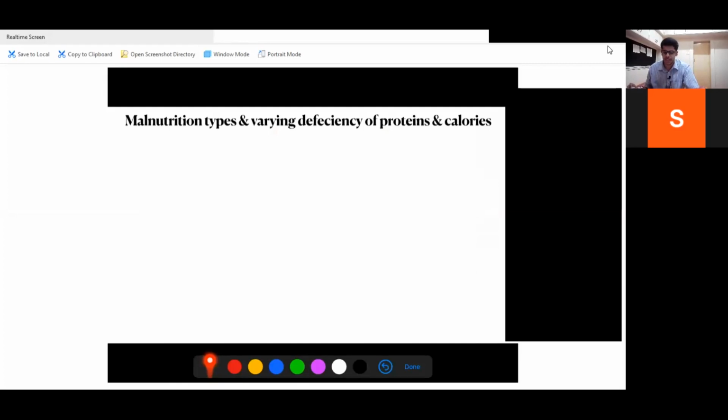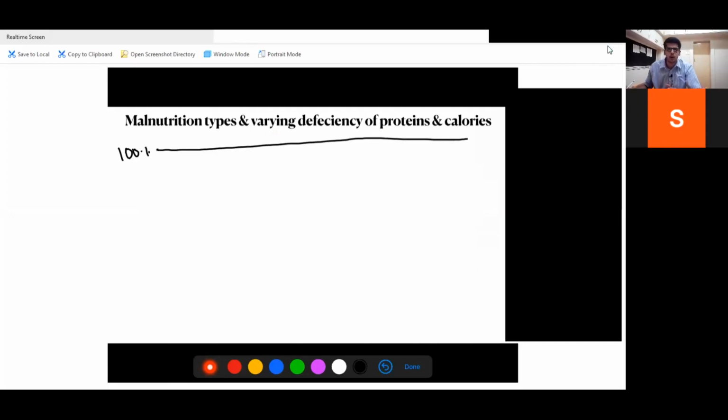So, malnutrition types and varying deficiency of proteins and calories. Before making a diet chart, you should know the types of malnutrition. In the last lecture, we studied that if the present weight of the child is below 80% of the expected weight, then that child is considered malnourished. For example, if this is the 100% weight of the child, draw one line here. So this is the 100%.